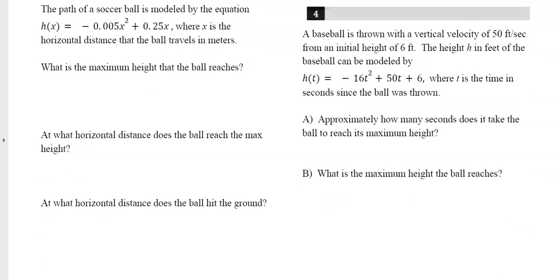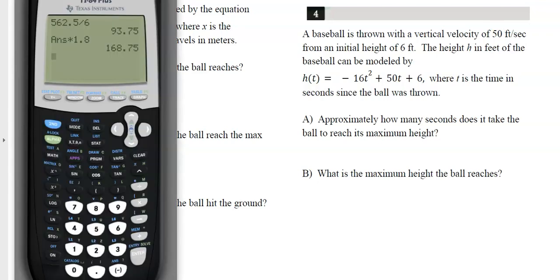Number 4, a baseball is thrown with a vertical velocity of 50. So you'll notice that's the initial velocity in my equation. So this 50 is basically just this number. Initial height, so we're throwing from 6 feet high. And T is the time in seconds, H is the height of the ball. So how many seconds does it take to reach its maximum height? What is the maximum height? So again, we're just trying to find the vertex. These numbers look a little friendlier, so hopefully when I do my graphing calculator, it won't be so hard.